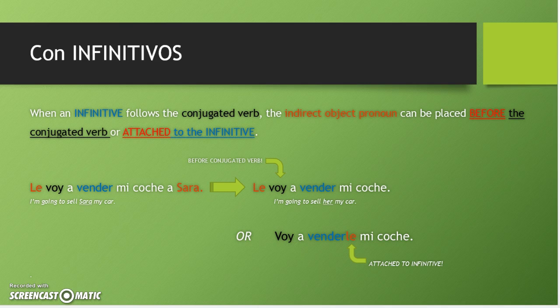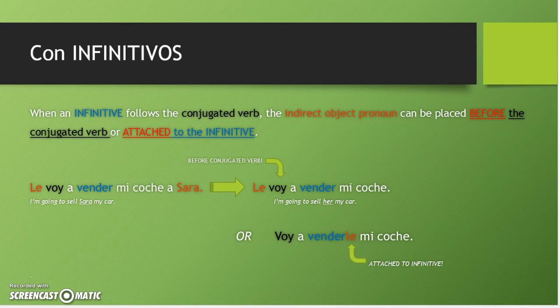Finalmente tenemos con infinitivos. So again, like we mentioned with direct object pronouns, same thing will work for indirect object pronouns with an infinitive. So when we have an infinitive that follows a conjugated verb, the indirect object pronoun can be placed one of two ways: before the conjugated verb, or you can simply attach it to the infinitive. Por ejemplo, le voy a vender mi coche a Sara. So le represents Sarah. So again, I can have it accompany to know who I'm talking about with le, because remember that could be him, her, whomever. Sarah is just clarifying that.